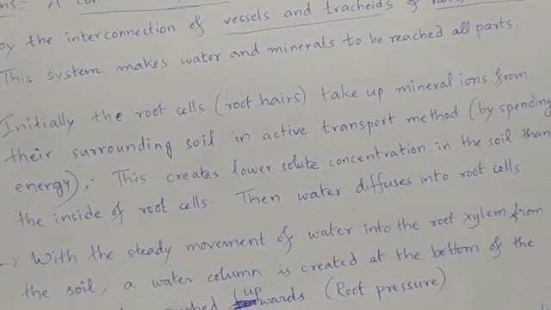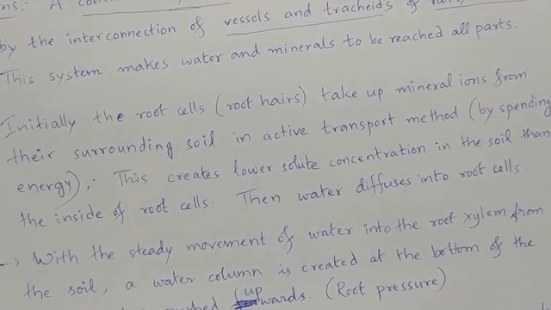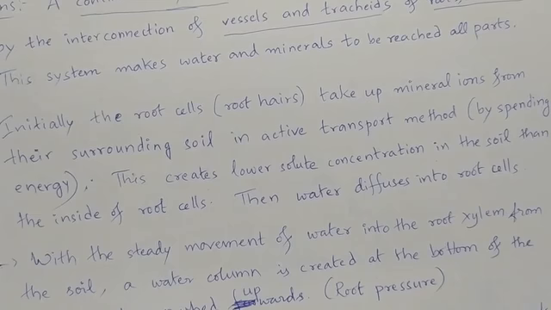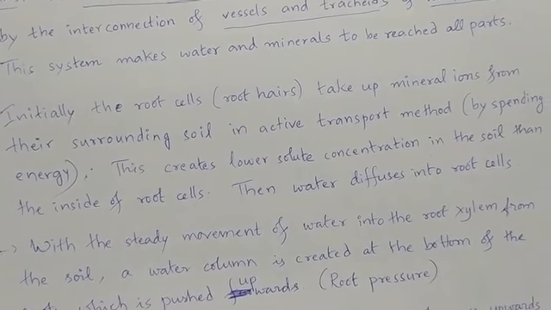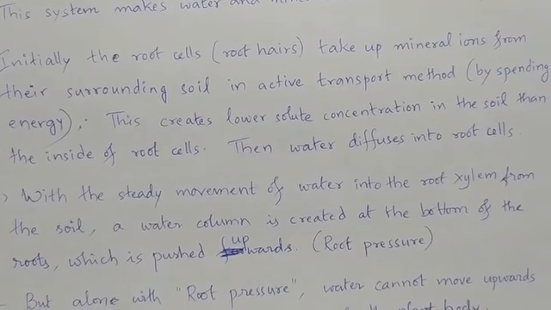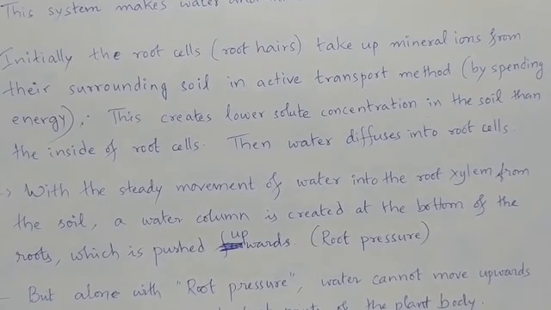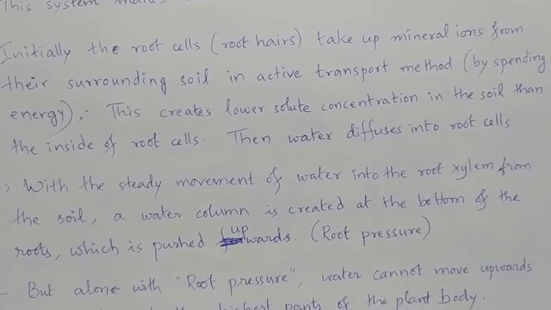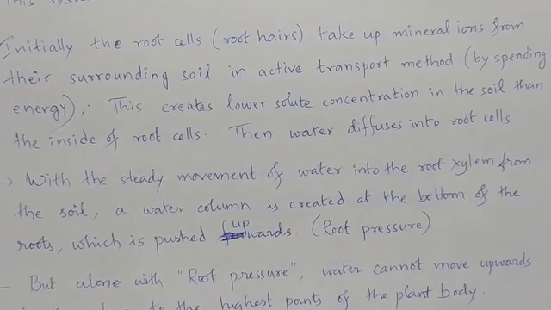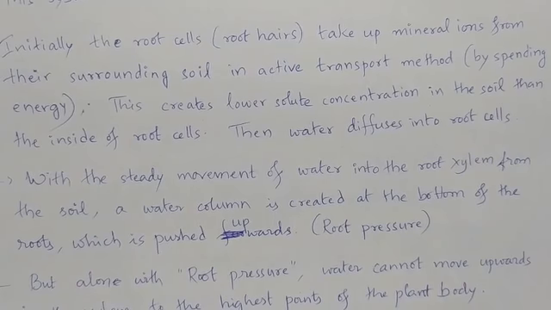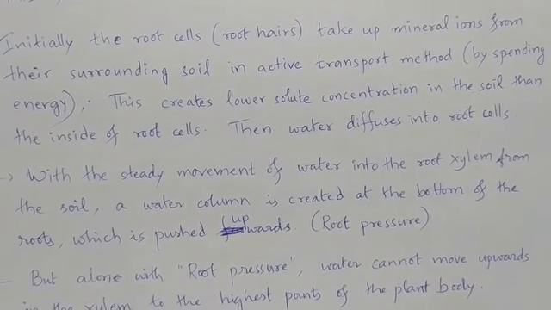Okay, so initially the root cells or the root hairs take up mineral ions from their surrounding soil by the active transport method, that is, by spending energy. When the mineral ions move inside the root cells, this creates a lower solute concentration in the soil. Lower the solute concentration, higher the water concentration. Remember, when solute is lower in water, automatically the free water concentration increases.